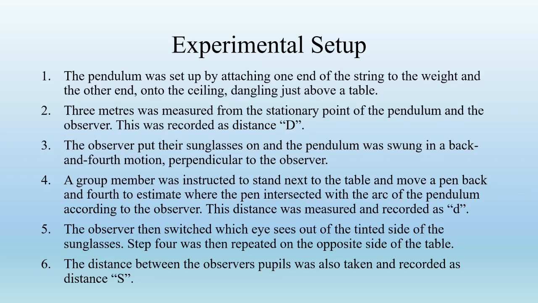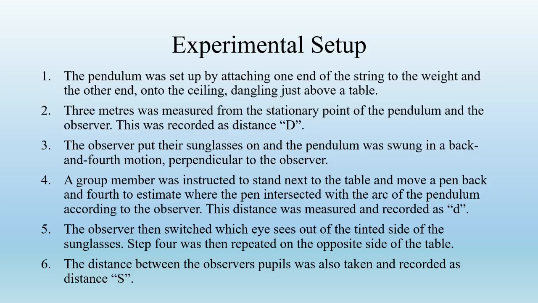The pendulum was set up by attaching one end of the string onto the weight and the other end onto the ceiling, dangling just above a table. 3 meters was measured from the stationary point of the pendulum to the observer. This distance was recorded as distance capital D.